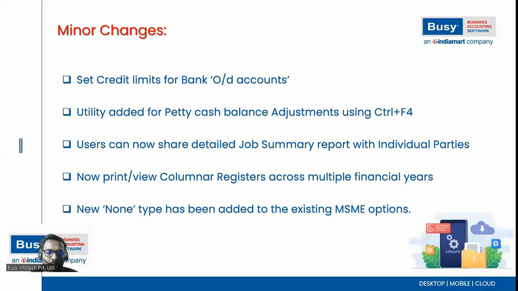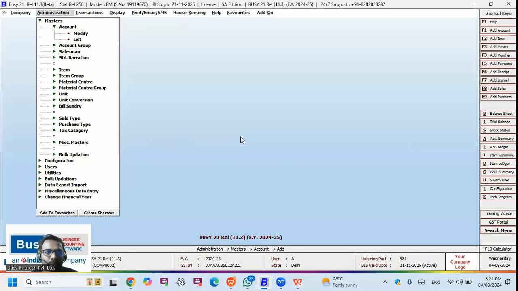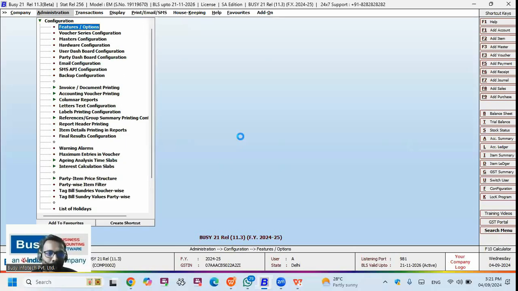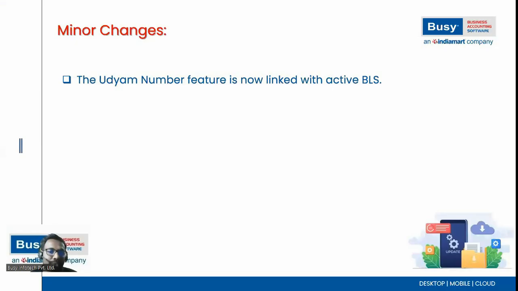Next, we will discuss some more points. That is, the Udyam number feature is now linked with active BLS. Earlier this feature was not connected with our BLS subscription, but we made it an active BLS connected feature. So now if you are using the Udyam number, you need to renew the BLS. In this window itself you can see the MSME type, and beside that MSME type, BLS is shown. It means it is a BLS connected feature.